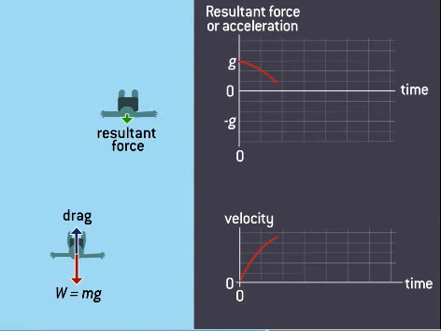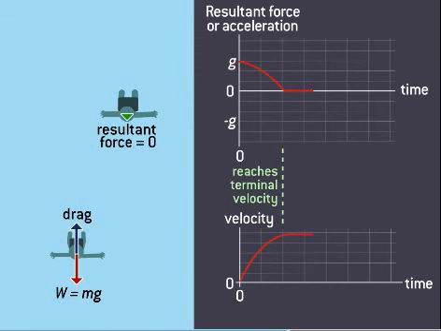Eventually, the drag is equal to their weight, but in the opposite direction, and the resultant force is 0. They no longer accelerate and fall with constant speed. This constant speed is called the terminal velocity.